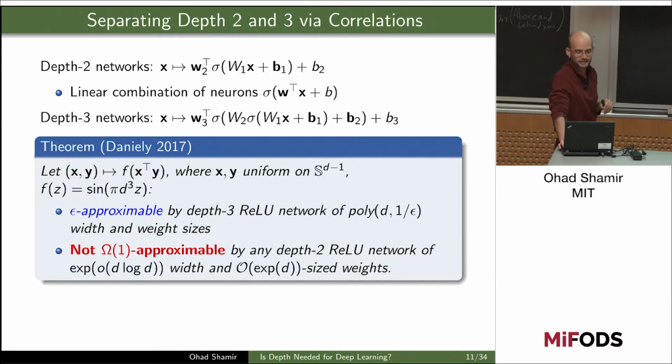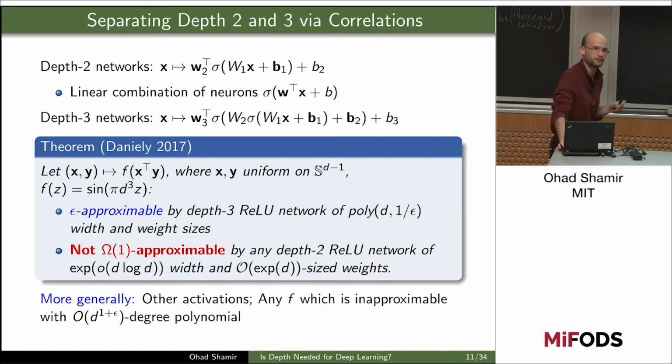So this result is based on a correlation technique, which has also been used in the context of threshold circuits. And I should say I'm stating this for ReLUs, but actually it's more general. You can show it for other activations, and not just for this f, but anything which can't be approximated with low-degree polynomials. Yes? So if you allow weights which are slightly larger, let's say, not d bits, but rather d squared bits, does it still hold? No, and we'll get to that. At least not with this technique.